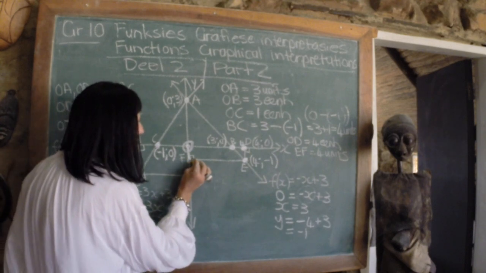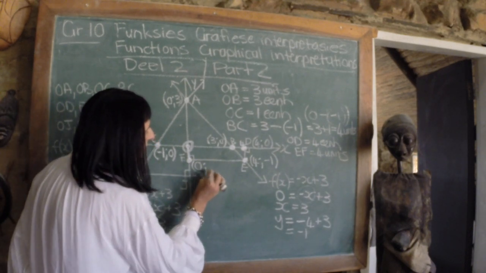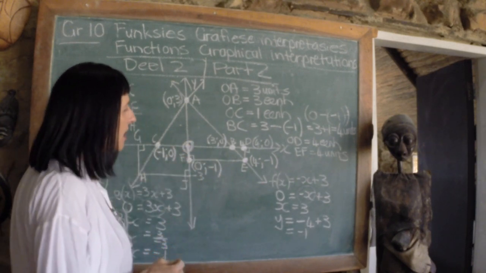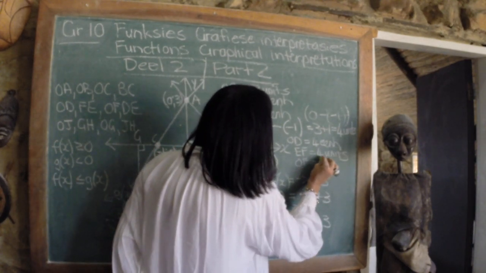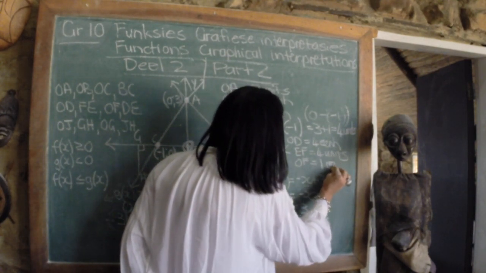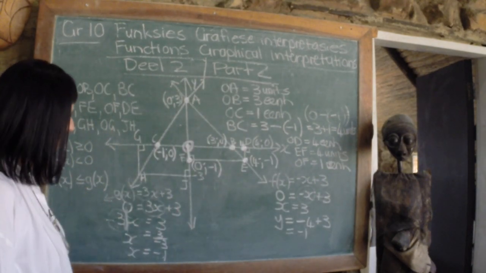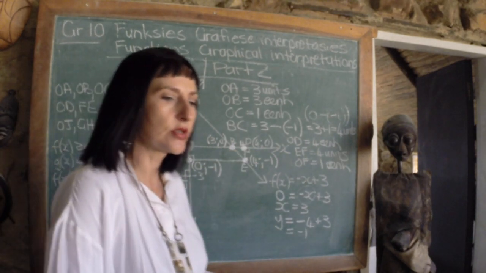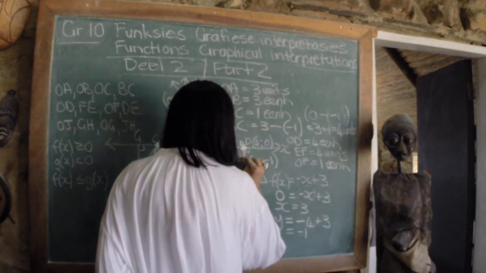So this coordinate is the coordinate 0, minus 1. So hoe lank is OF? OF is gelyk aan 1 eenheid. Okay. DE. There's D and there's E. So if I want to determine that vertical line, it's that distance.